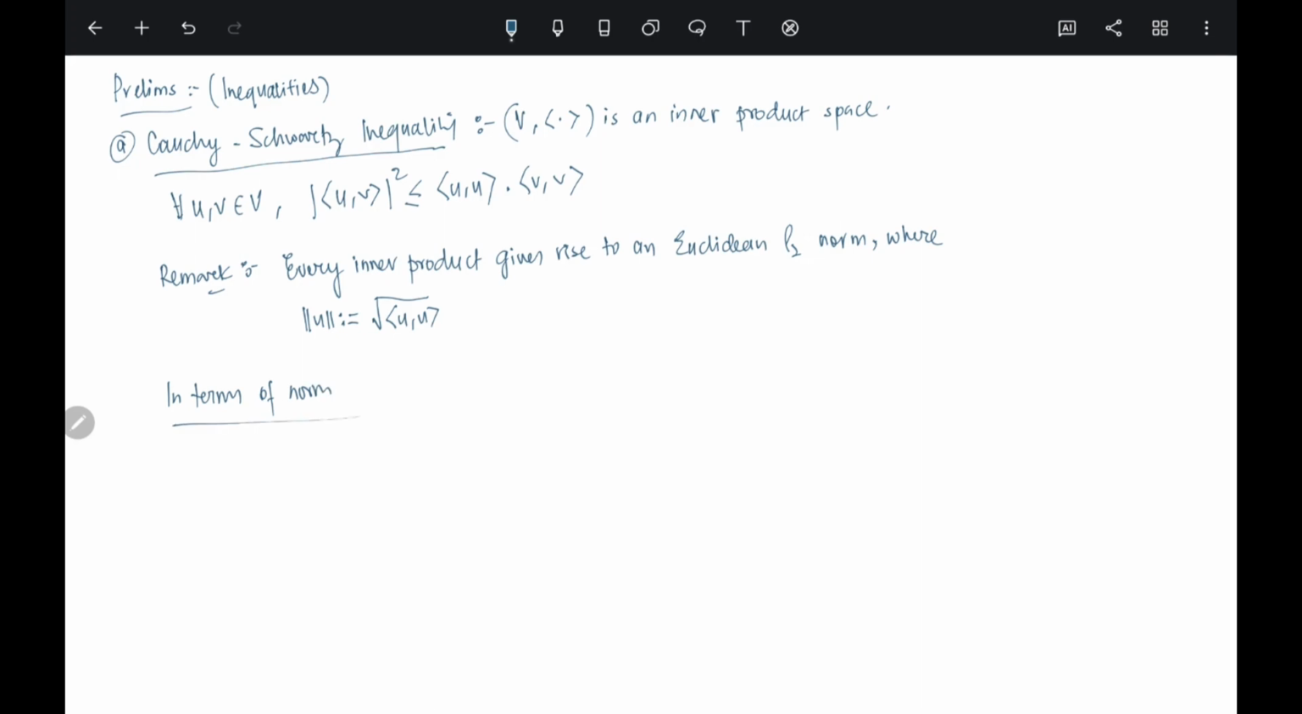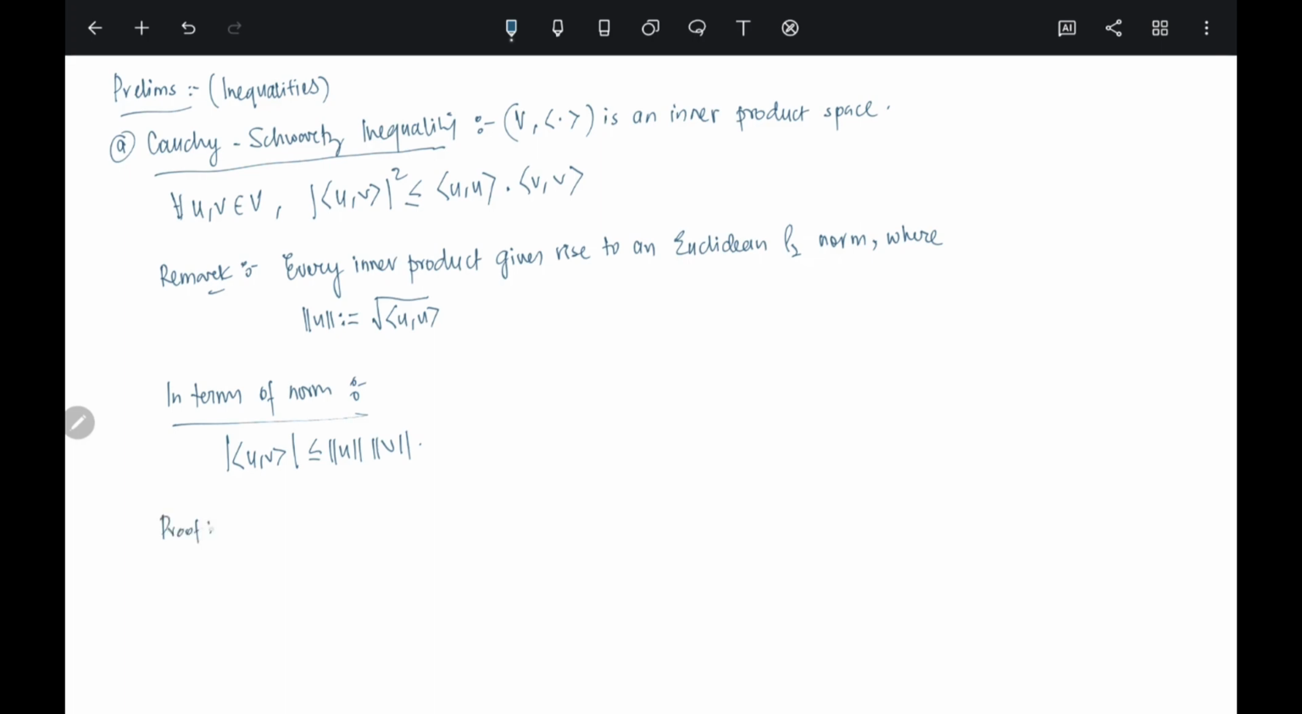So in terms of the norm, if you are working in a normed linear space, the Cauchy-Schwarz inequality takes this form: the inner product of u and v is always dominated by the norm of u times the norm of v. Clear? So this is the Cauchy-Schwarz inequality. Now let's look at the proof of such an inequality.